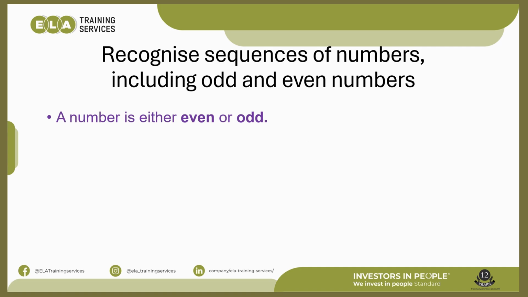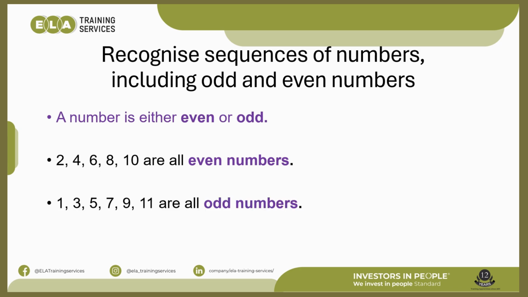So the purpose of the session is that you'll be able to recognise a sequence of numbers including odd and even numbers. Now we should already know that numbers are either even or odd. So 2, 4, 6, 8 and 10 are all even numbers, and any number that ends in a 2, 4, 6, 8 or 0 is also an even number. Numbers that are odd are 1, 3, 5, 7, 9 and 11, or numbers ending in 1, 3, 5, 7 or 9. They're all odd numbers.